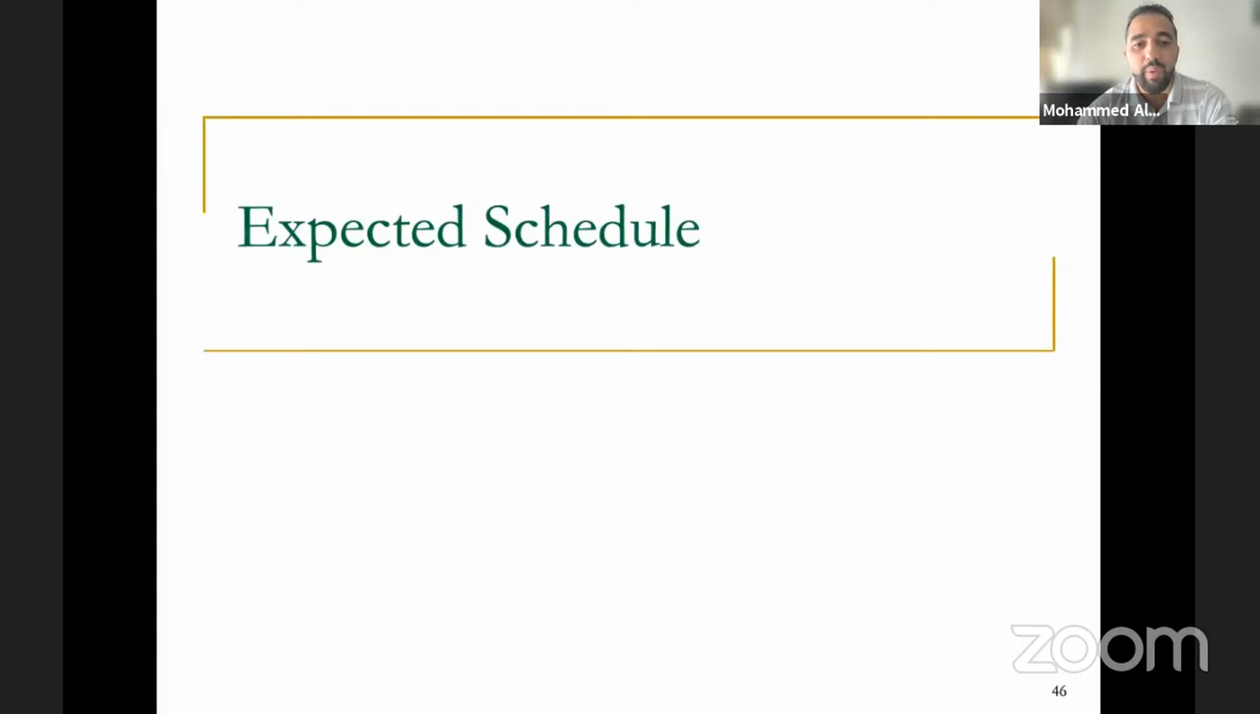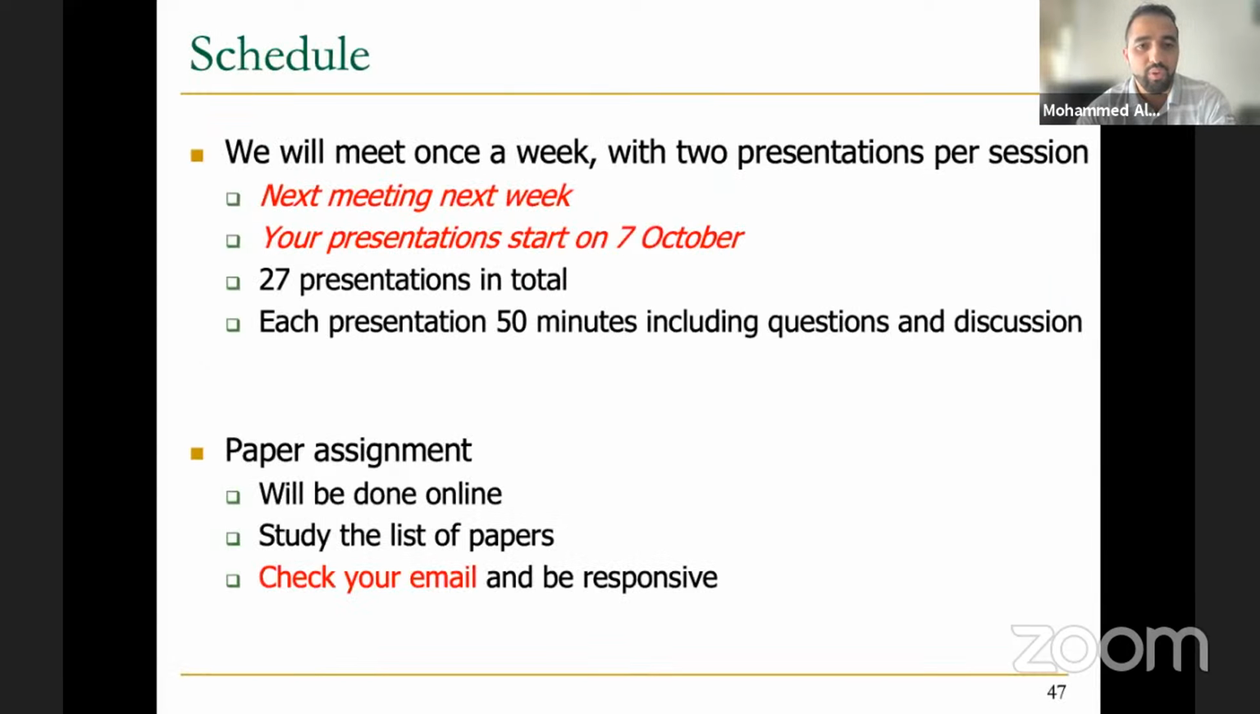All right, so the expected schedule, and that is the last of the logistics. We will meet once a week with 2 presentations per session. The next meeting should be next week. Next week, probably it will be an example on how to review papers. So you're not going to start presenting, but student presentations will start on 7th October. That will be the first 2 presentations from students.